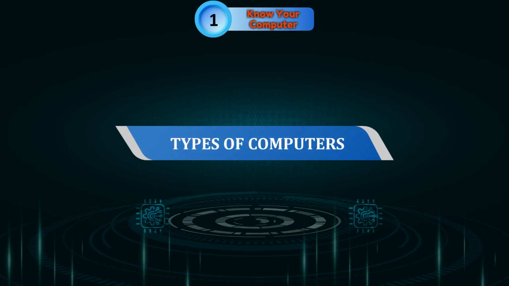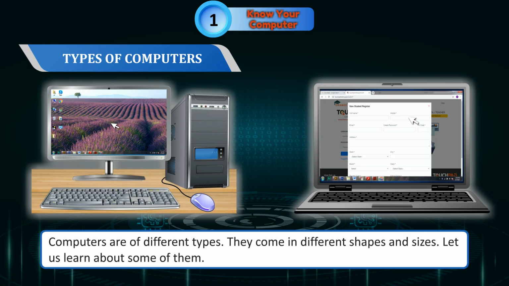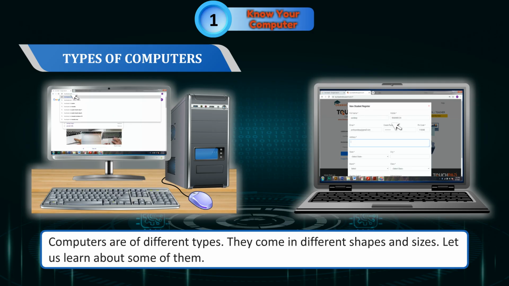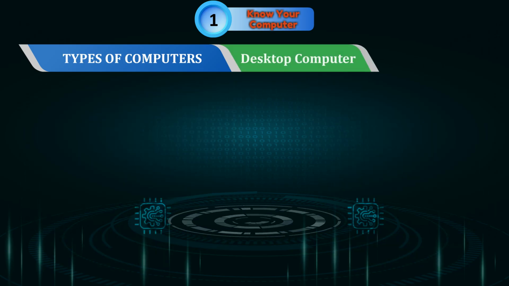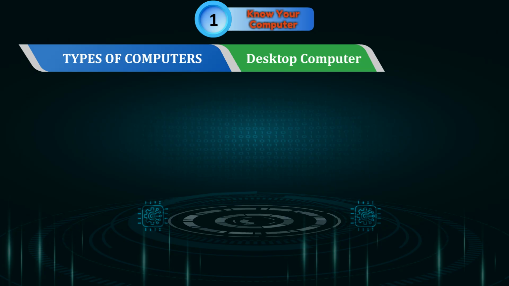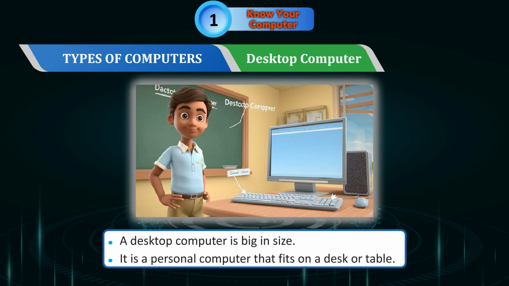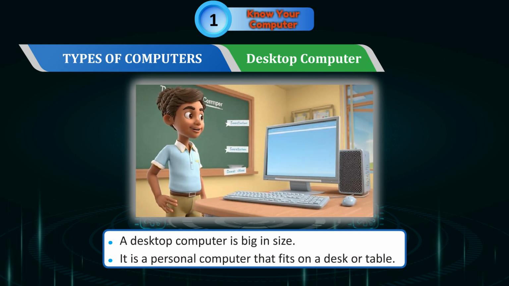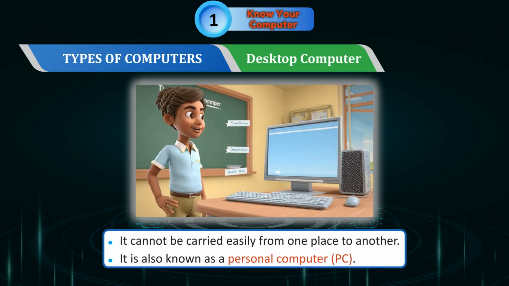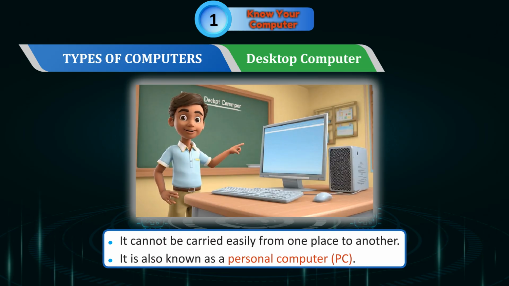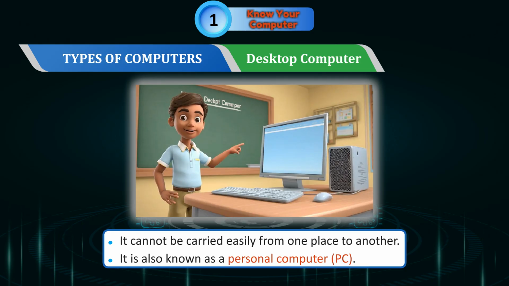Types of computers. Computers are of different types. They come in different shapes and sizes. Let us learn about some of them. Desktop computer. A desktop computer is big in size. It is a personal computer that fits on a desk or table. It cannot be carried easily from one place to another. It is also known as a personal computer (PC).